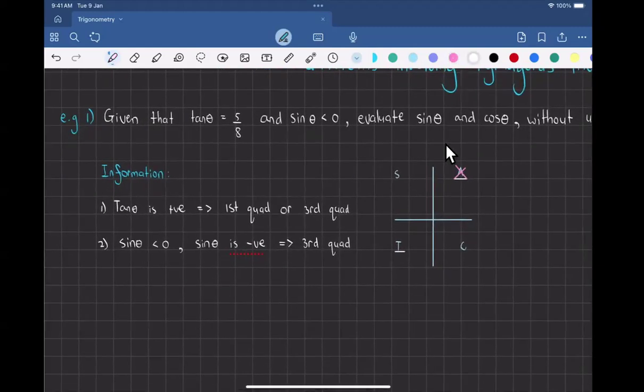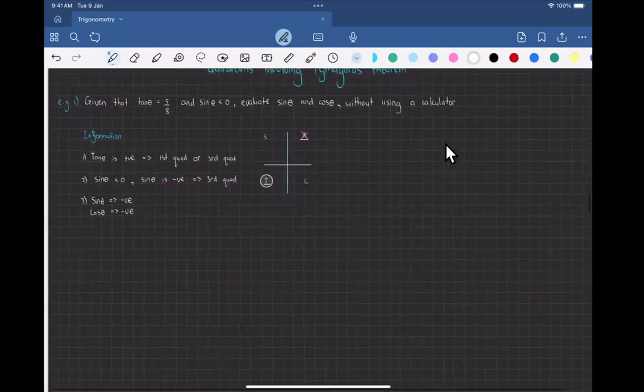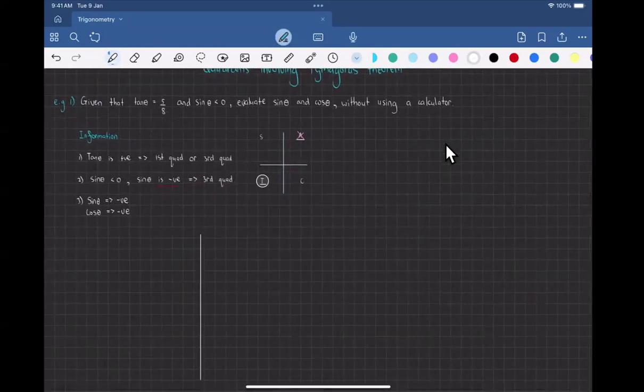So they want me to find sine theta. Sine theta will be positive or negative? Sine theta will be negative. And they want me to find cos theta. Cos theta will be positive or negative? Cos theta will be negative. All right, so let me begin. That's what I want you all to do anytime you see a question like this. Put down your information, please.